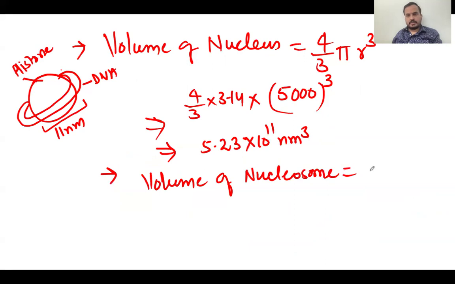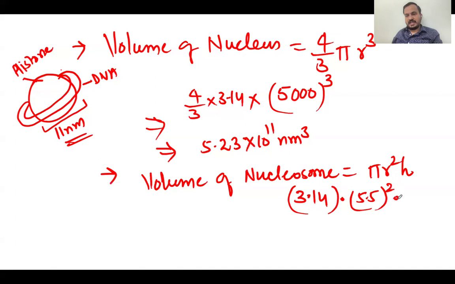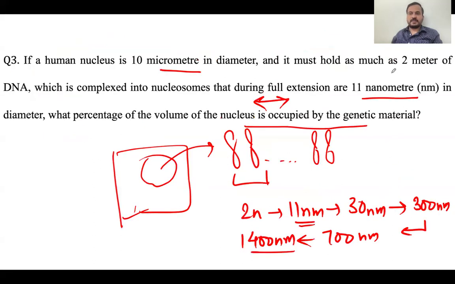It looks more like a cylindrical structure. So that is going to be pi r square h, and in this case, it's going to be 3.14 into 11 nanometer as a diameter. So that is going to be 5.5 square. H is this 2 meter of the DNA. So you have 2 meter of DNA, which is complex into nucleosomes.